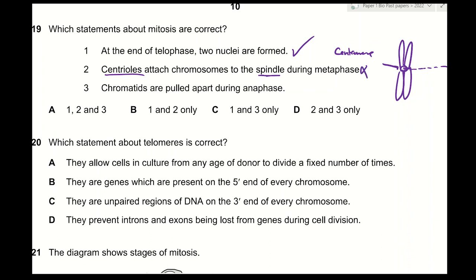For 3. Chromatids are pulled apart during anaphase. Now, during anaphase, as you just said, the spindle attaches to the kinetochore, pulling the two sister chromatids apart to the opposite sides of the cell, in opposite directions. Therefore, this is correct, and the answer is going to be C.